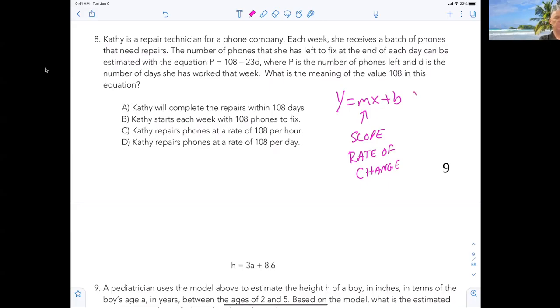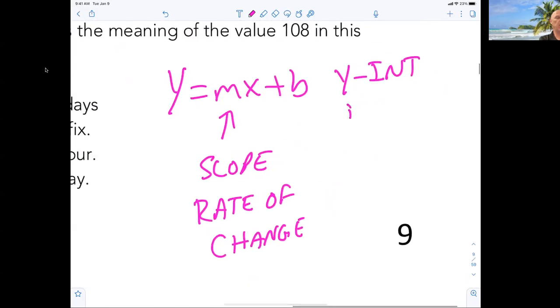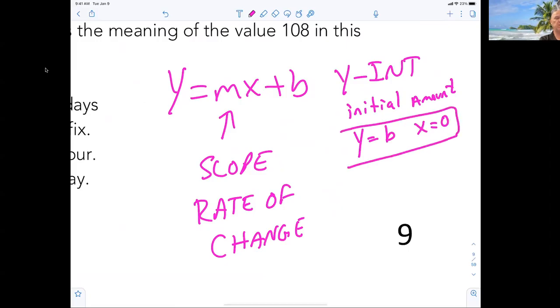The b value is referred to as the y-intercept. Now, under y-intercept, I want you to write, it is also the initial amount, all right? That's y equals b when x equals 0. That's exactly what that means. Initial is super important. That's what the y-intercept is, the initial amount or the amount you start with.